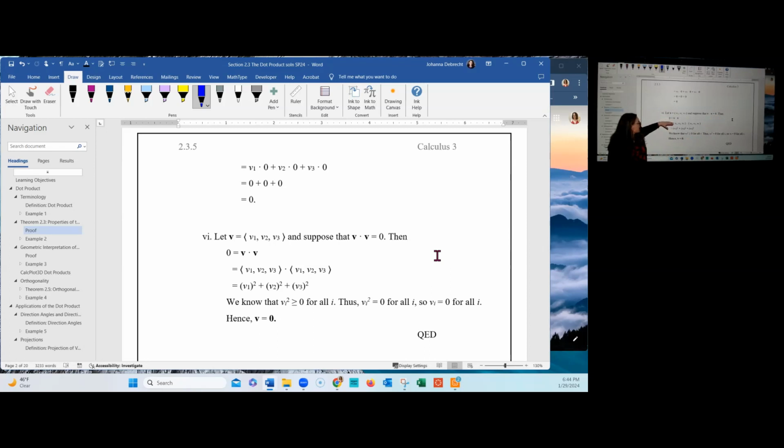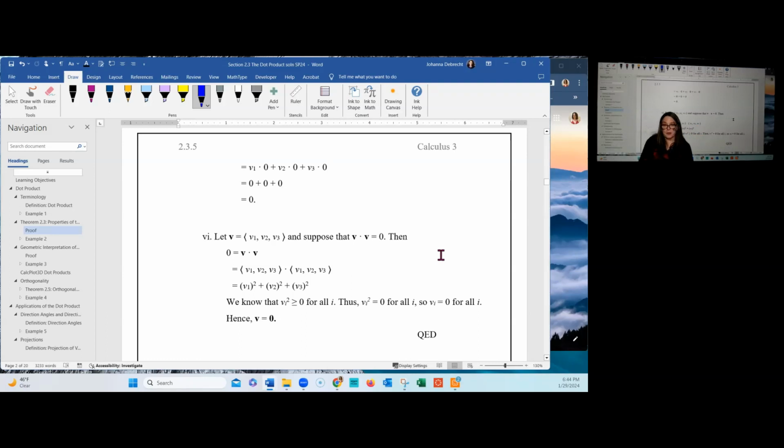Then we want to prove that the vector itself is the 0 vector. So by definition, v dotted with v is v1 squared plus v2 squared plus v3 squared. In this case, because they're all squared, they have to all be non-negative, so there's no way of reducing the sum. The only way the sum of non-negative numbers can come out to be 0 is if they're all 0. And that means v1, v2, and v3 are 0. But if v1, v2, v3 are 0, then v has to be the 0 vector.